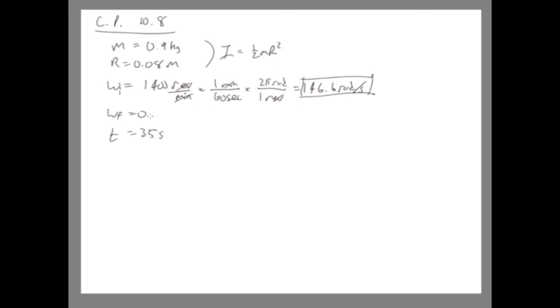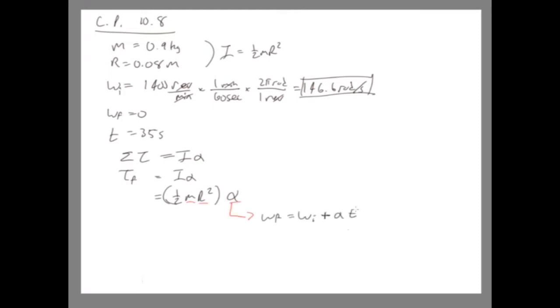It does this in a time of 35 seconds, coasting uniformly to rest. So omega final equals 0, and the time equals 35 seconds. How large a frictional torque slows its motion? So we're using net torque equals I alpha, where the presumption is that the torque that's responsible for the alpha, in this case, is just friction. So we have torque from friction equals 1/2 m r squared, which is our moment of inertia formula, times alpha.